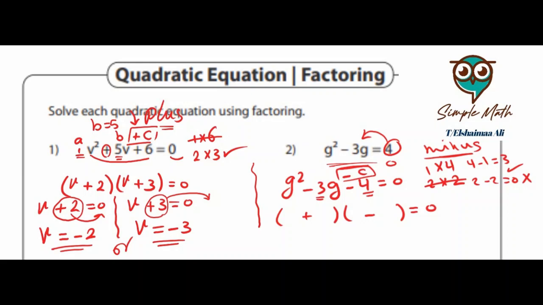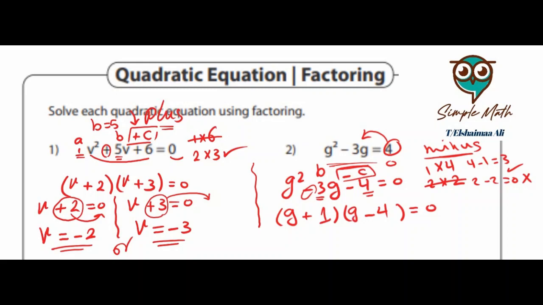Because 4 minus 1 gives me 3, and 3 is equal to b. So we will take 4 times 1. But 4 is the biggest factor here, so 4 will take the sign of the middle term. It is negative. So 4 becomes negative and 1 becomes positive. But don't forget that g squared is g times g.